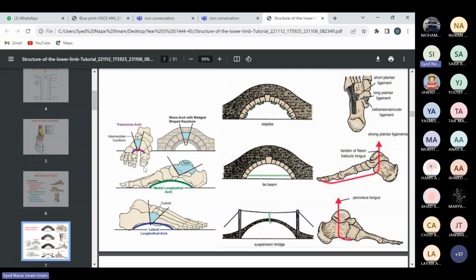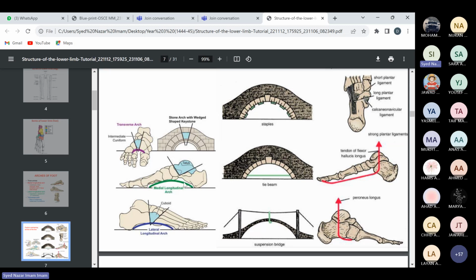So let's say the transverse arch. This is the transverse arch, and this is formed by the cuneiform bones. Now look at the intermediate cuneiform bone. This intermediate cuneiform bone is a wedge-shaped bone. So these two bones, when attached to this, it's going to form the arch.